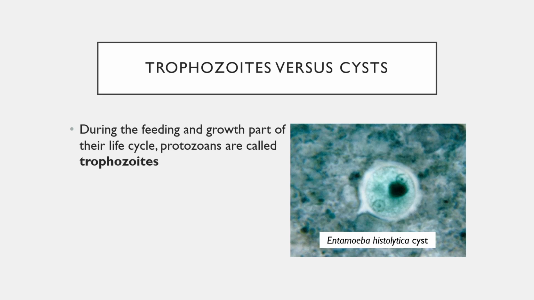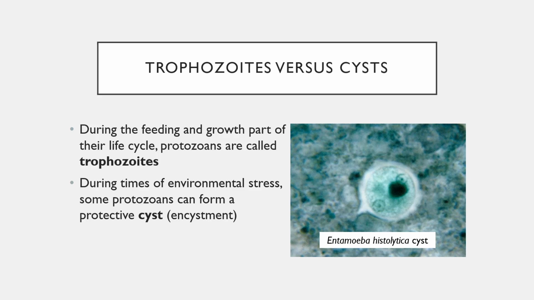However, during times of stress, protozoans in some cases are able to form a protective cyst in a process that's called encystment. This is not a possibility for all species, but some, especially parasitic and pathogenic ones, are able to do this. Right here, we can see Entamoeba histolytica forming a cyst structure, a protective shell that allows it to withstand stressful environmental conditions, including high temperature, low moisture, low nutrients, etc.